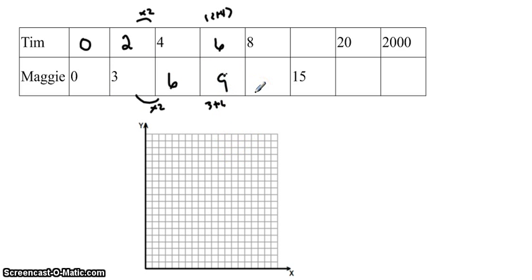Now, to get 8, I can go back and I can double my 4, so that's times 2, and I can double my 6, which makes 12, still maintaining ratio because I'm doing the same thing top and bottom.